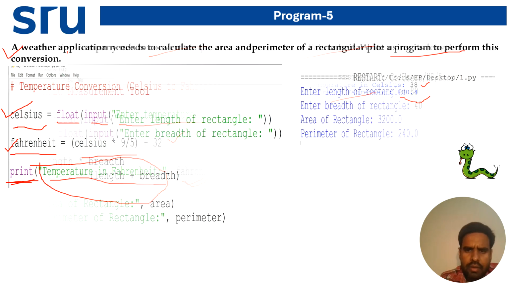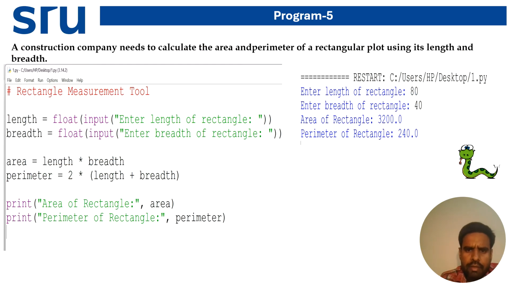Now coming to program number 5. Program number 5 says a construction company needs to calculate the area and the perimeter of a rectangular plot using its length and the breadth. Using the length and breadth, you want to calculate the area and the perimeter of a rectangle.